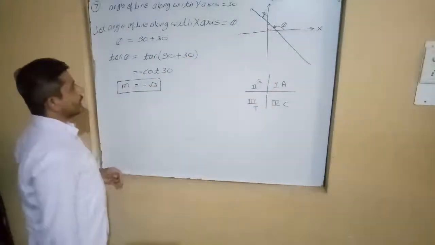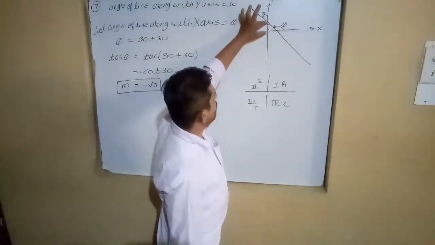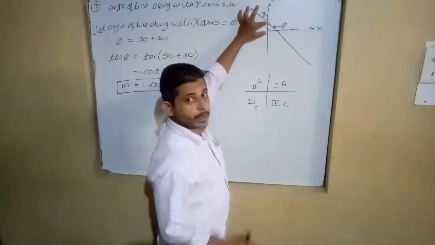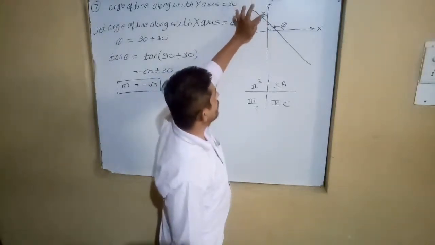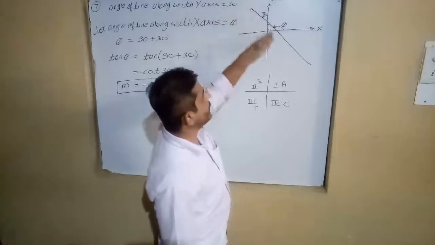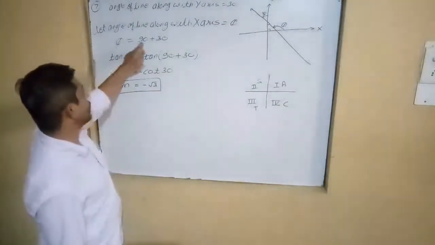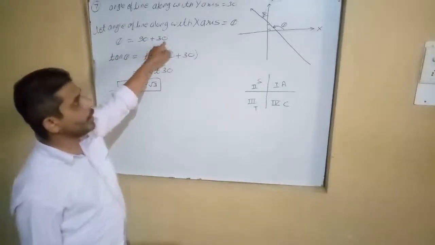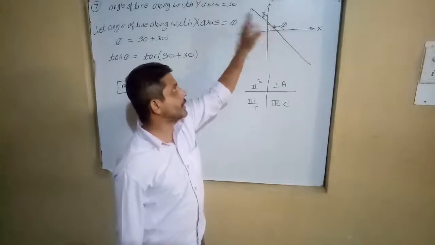Now how to calculate? Look at the diagram. This is a very small triangle. If this angle is 30 degrees, then this is also equal to 30 by the vertically opposite angle. So we can say theta is equal to 90 plus 30 degrees. How? By the exterior angle property. This is 90 degrees and this is equal to 30.